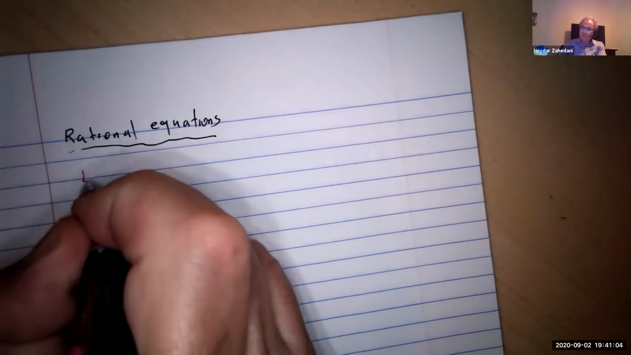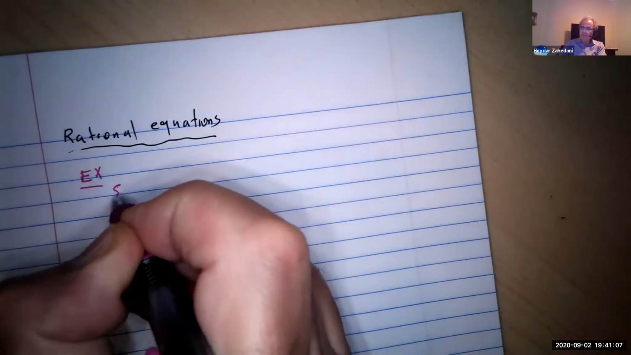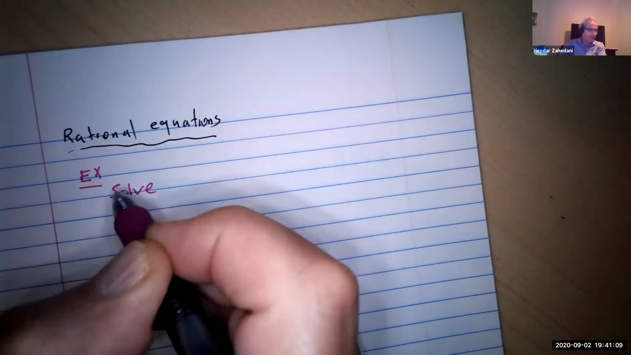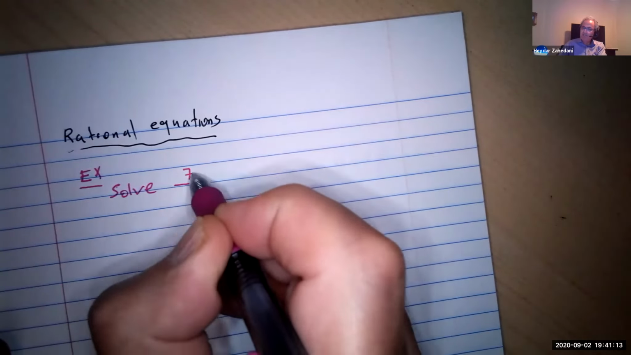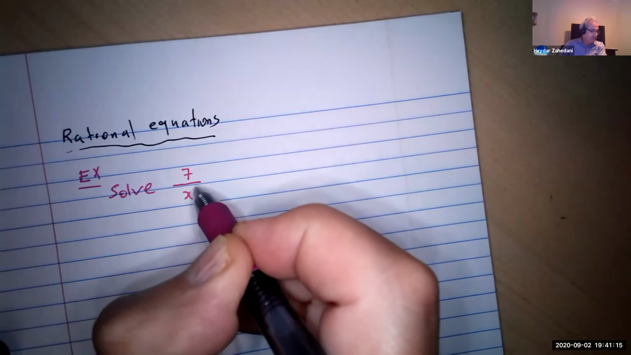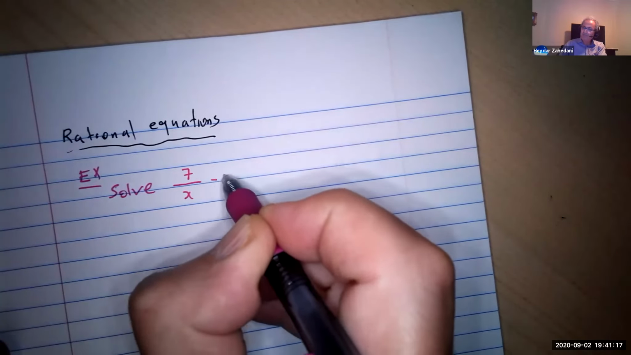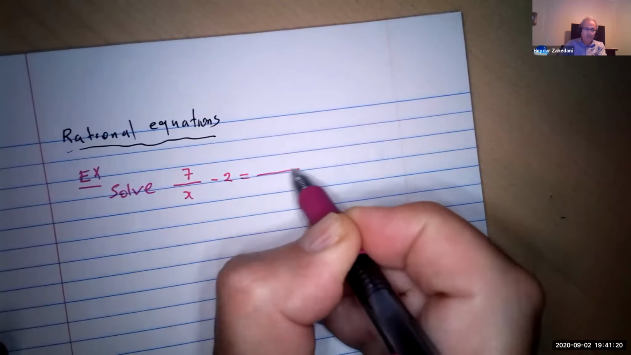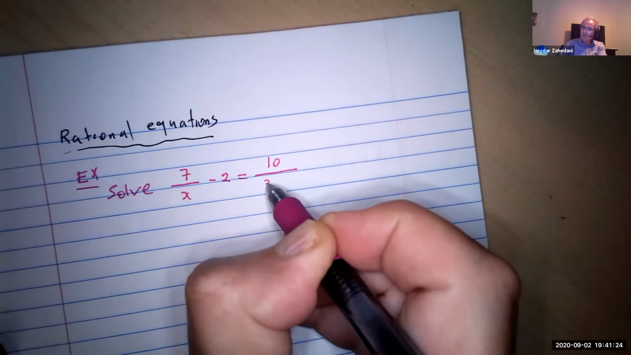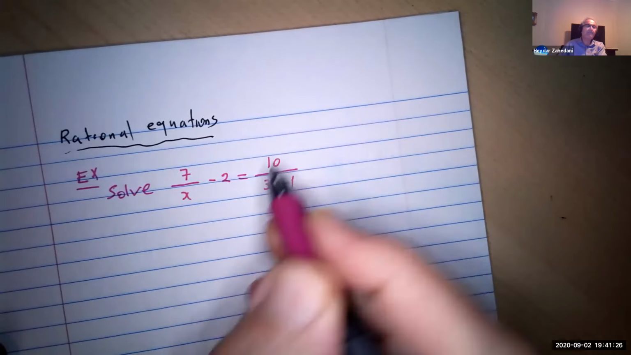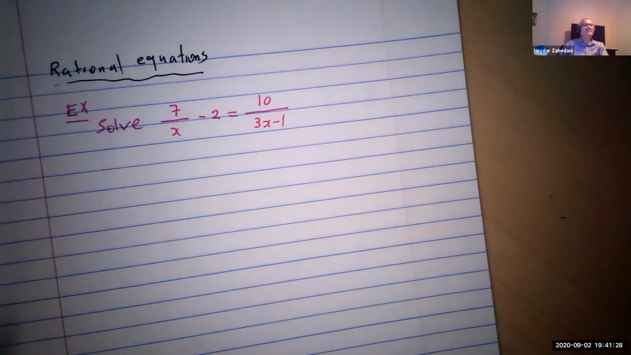Okay, so here is an example we want to solve. The equation is 7 over x minus 2 is equal to, on the other side, 10 over 3x minus 1. You see, these are like the ones that we did the other night, but they were very mild ones. The difficulty was that we get the x down in the denominator.